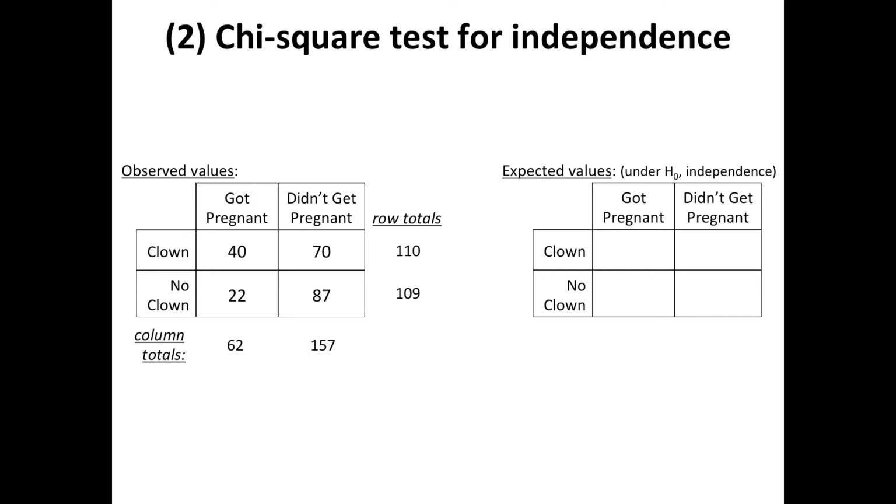Okay. What do we do with those? First, we add those up. You could either add 110 to 109 or 62 plus 157. Either way, you're going to get a total of 219. There are 219 people. That's also if you added all four of these numbers together, right? So there are 219 people in this study.